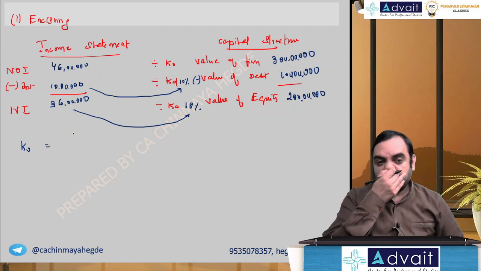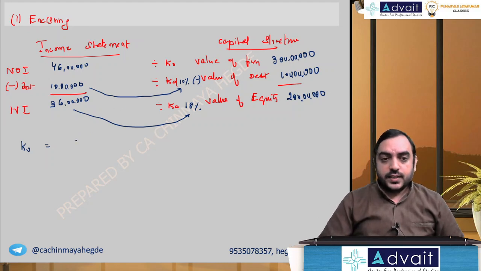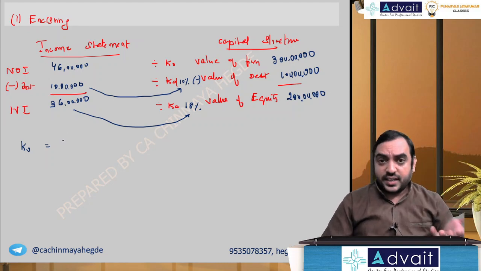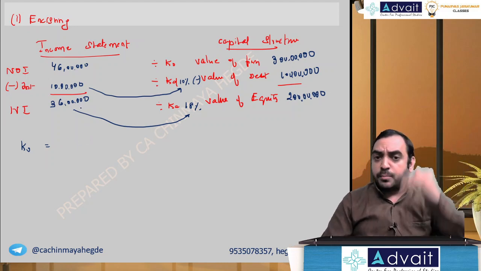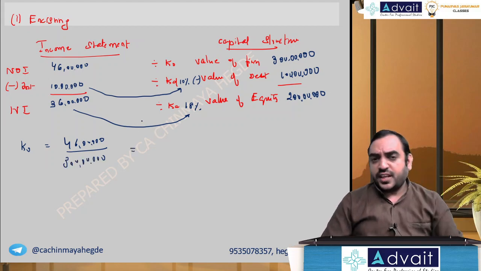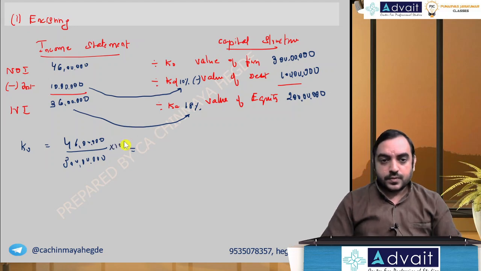Value of the firm, that is whatever net operating income is. This is like return on capital employed. What is return? EBIT, right? EBIT, return on capital employed. To compute this percentage, income by value of the firm. Income is 46 lakh. Value of the firm is 300 lakhs. To express in percentage, you can multiply it by 100. So 46 by 300, 15.33.